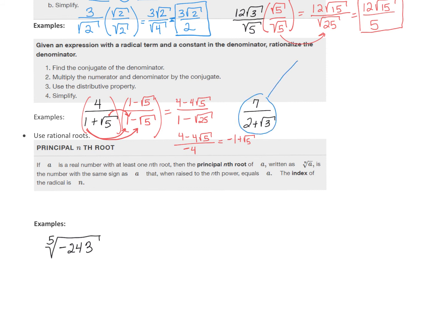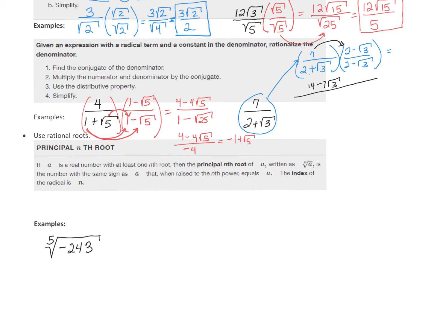So let's do that for this one. We have to multiply by the conjugate. And the conjugate in this case, because I have a 2 plus root 3, is 2 minus root 3. If you're familiar with factoring a difference of two squares, we're kind of making that happen. Okay, so we've got 7 times 2, we're going to get 14 minus 7 root 3. I'm going to write this one out because I have a little bit more room.